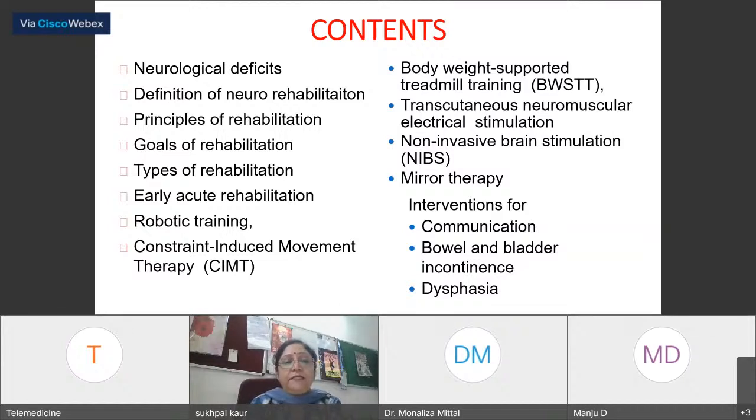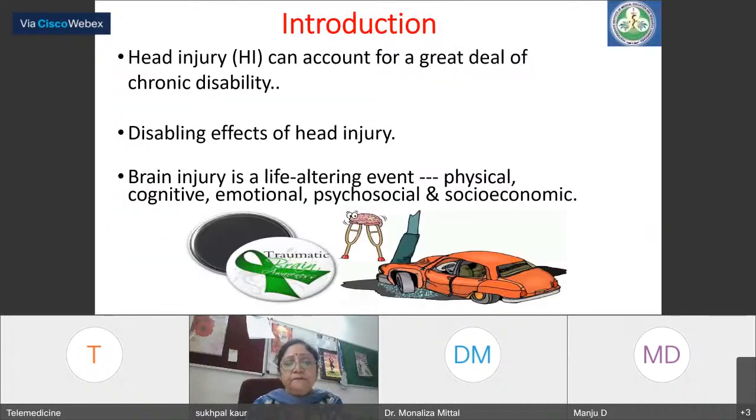There is one therapy, the constraint induced movement therapy, commonly known as CIMT. I'll be talking about body weight supported treadmill training, transcutaneous neuromuscular electrical stimulation, non-invasive brain stimulation, and mirror therapy, which has also been studied in our college. Then certain interventions for communication, bowel and bladder incontinence, and I'll be ending with certain exercises to improve dysphagia in these patients.